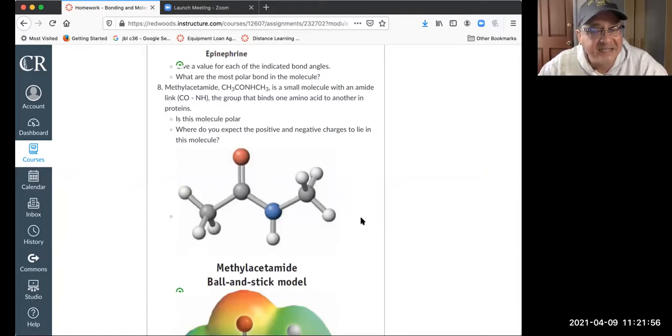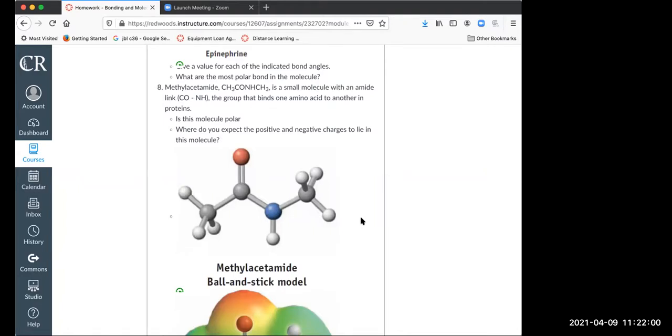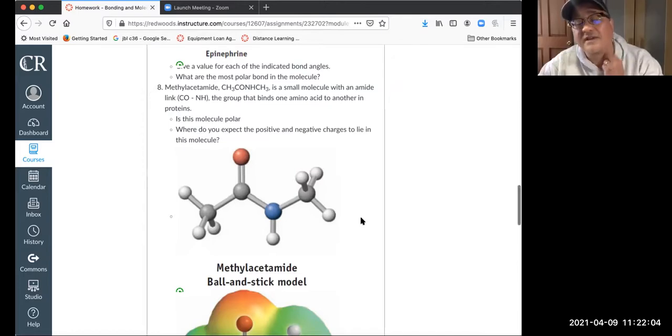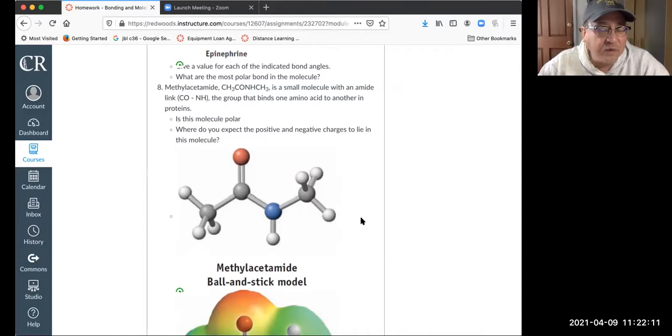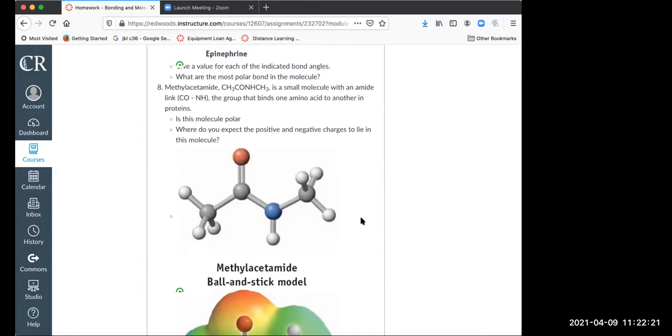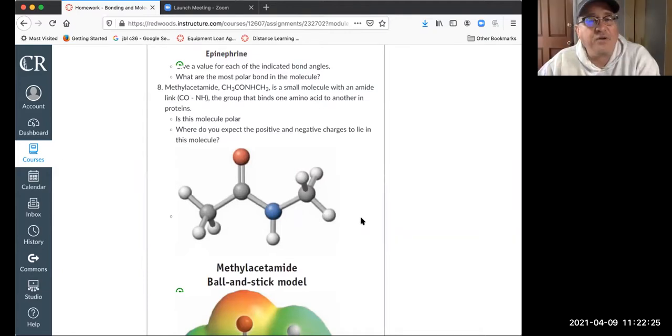Are they that different in electronegativity? Oxygen and nitrogen, 3.5 versus 3.0. The answer is no. If they're only half apart, that's not a big difference. So what we would really want to do for this molecule is chop it in half some way and get both the oxygen and the nitrogen on the same side. Can we do that? I don't think so.